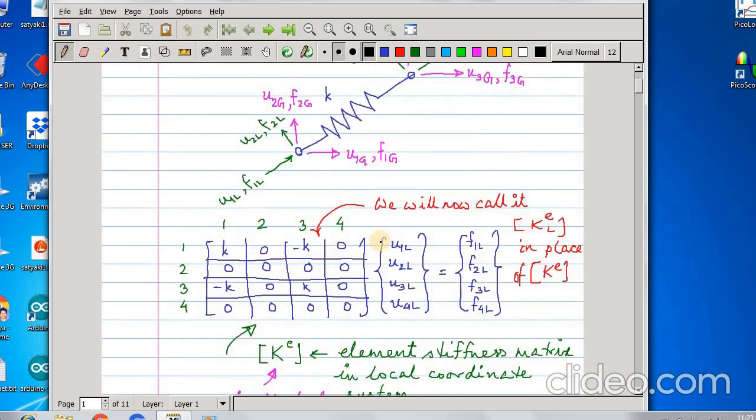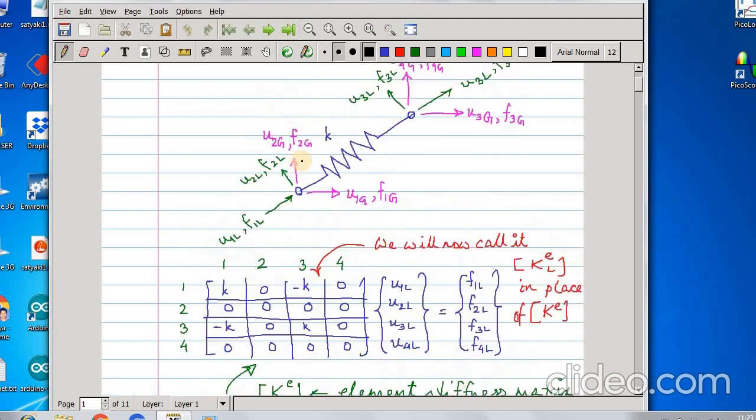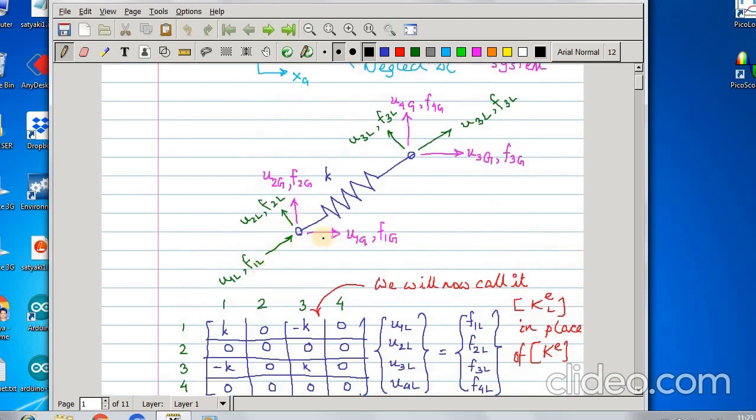So what will be the stiffness matrix? The stiffness matrix will be the same, but we are actually inflating the degrees of freedom, adding 2 perpendicular degrees of freedom. U2L and U4L are displacements along those extra degrees of freedom. Now why are we taking these extra 2 degrees of freedom? That we'll discuss a little later.